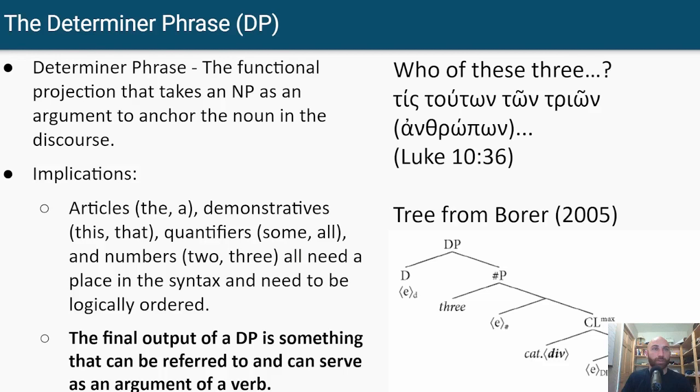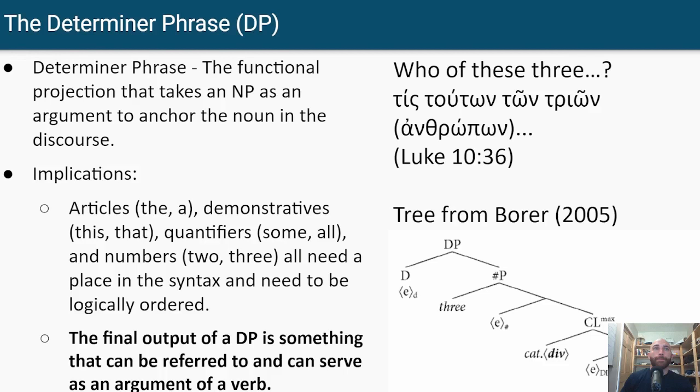Again, massive work done on both of these things: the order and meaning of the different functional categories that go with nouns, and how these DPs relate to arguments of a verb. Finally, we come to the complementizer phrase. So the complementizer phrase we will define as the functional projection that takes an inflectional phrase as an argument.